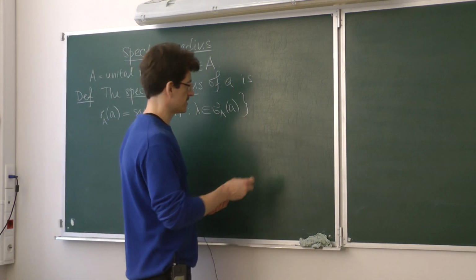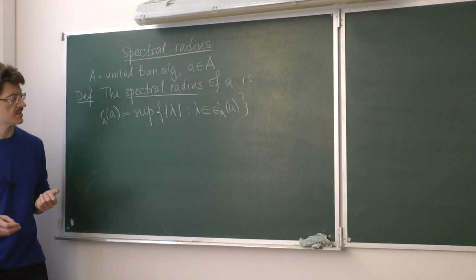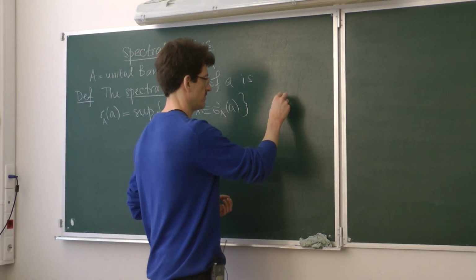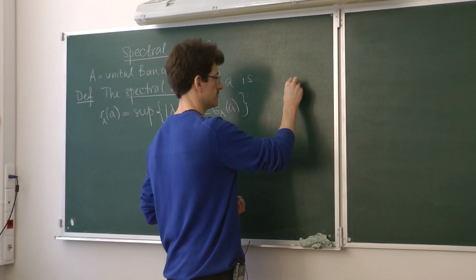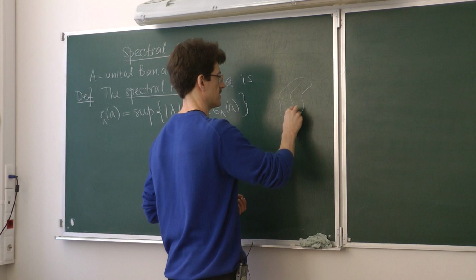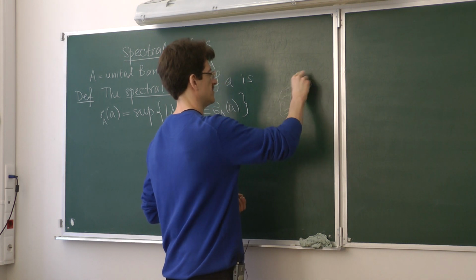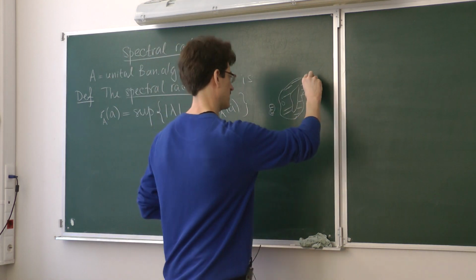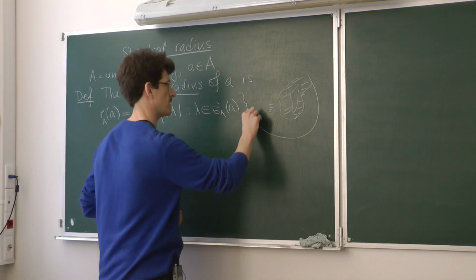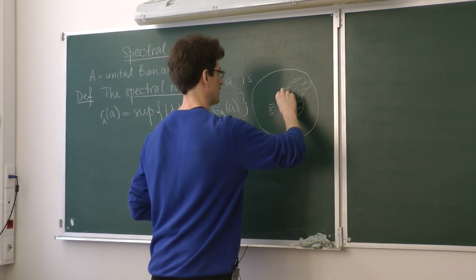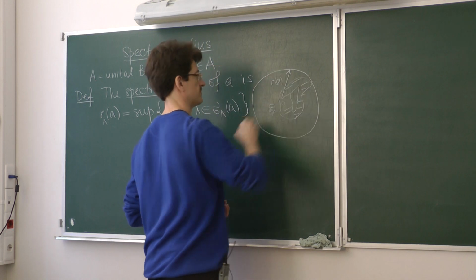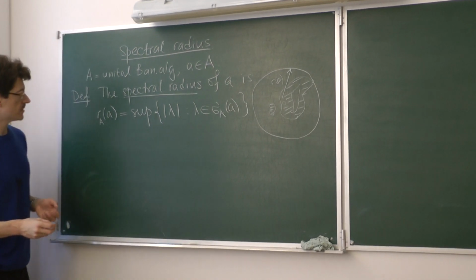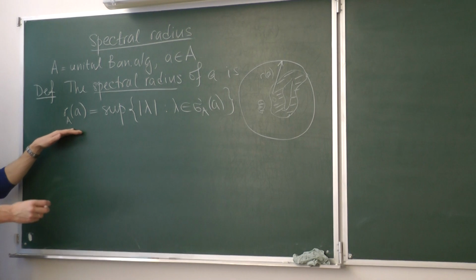So geometrically, this is the radius of the smallest closed disk centered at 0 and containing the spectrum. So we can draw the following picture. If this is 0, and for example, this is the spectrum, then this is the disk whose radius is the spectral radius of a.